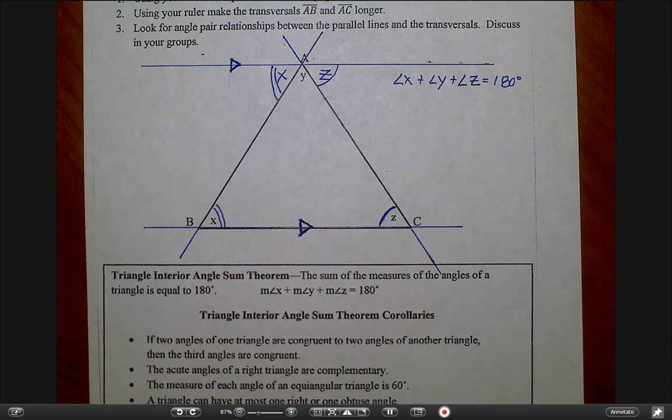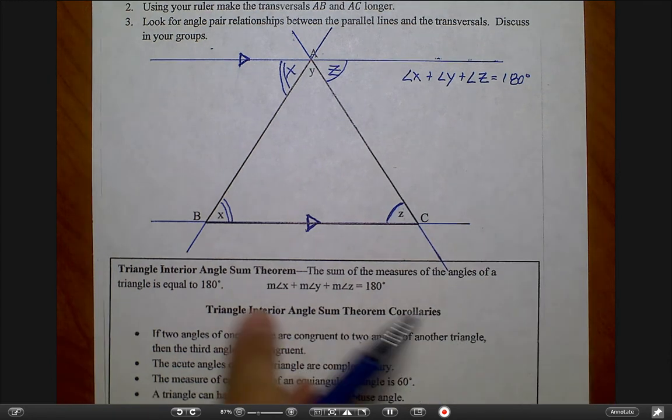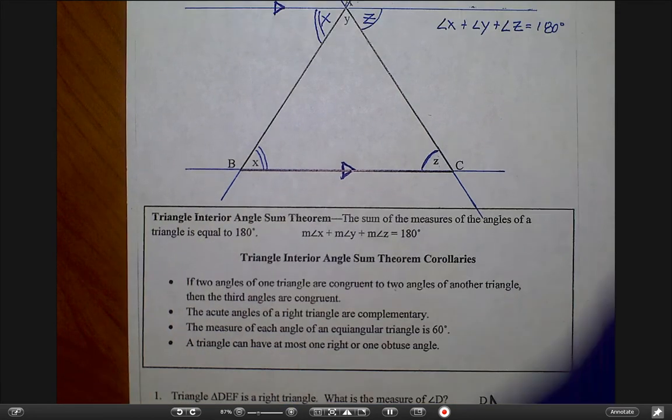So there's a couple other things that we can figure out because of that. Because of what we have right there, it's kind of like what we have down here. So the triangle interior angle sum theorem, which we have for this, I will.